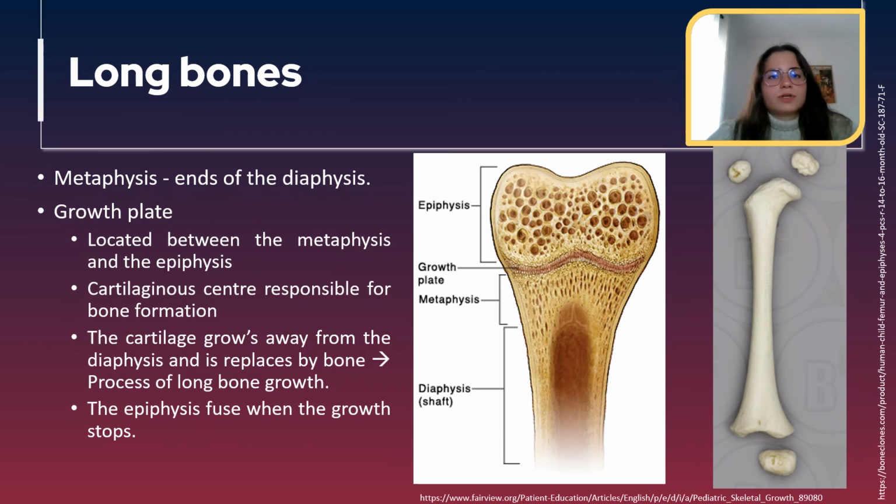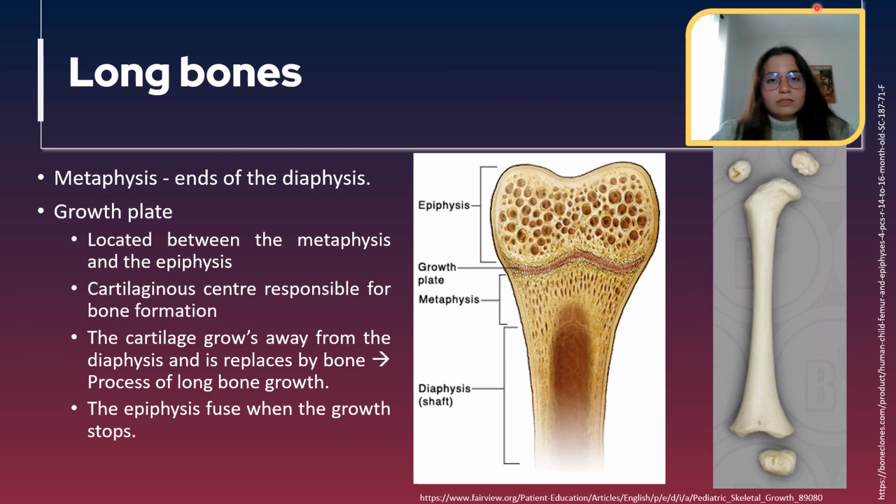Lastly, in this class, we are going to see the growth of the long bones. As I said earlier, the long bones are divided into the diaphysis and the epiphysis. The metaphysis are the ends of the diaphysis, and between the epiphysis and the metaphysis, during development, is a cartilaginous center known as the growth plate, which is here, as you can see in this image. This growth plate is made from cartilage that grows away from the diaphysis and is replaced by bone. And this is the process by which the bone grows.